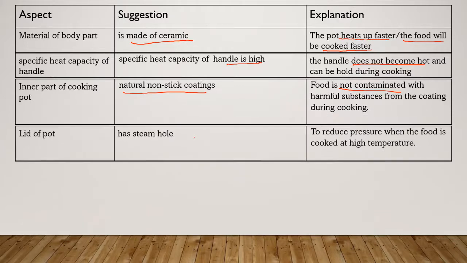Okay, the last one is lid of pot, penutup tadi, has steam hole, mempunyai lubang wap air, to reduce pressure when the food is cooking at high temperature, untuk mengurangkan tekanan apabila makanan itu dimasak pada suhu yang tinggi.